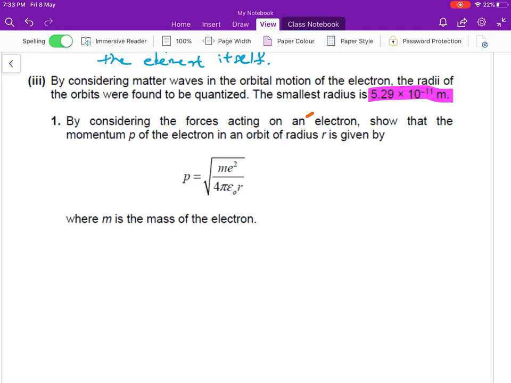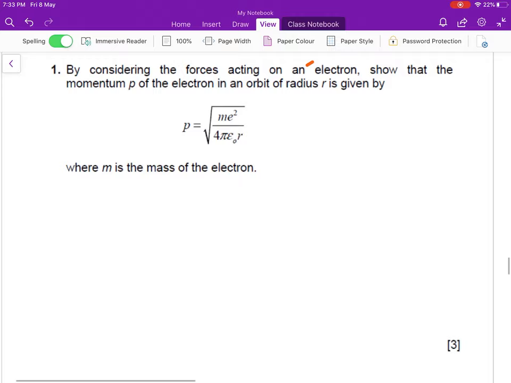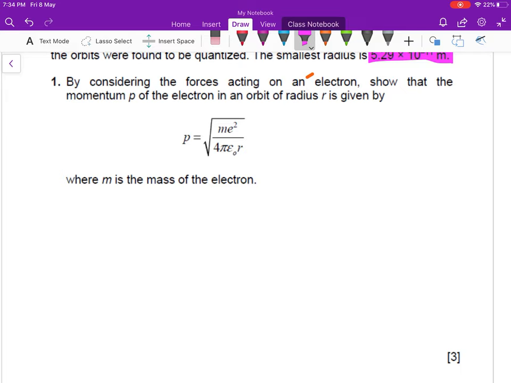So, part 3, by considering the matter wave in the orbital motion of the electron, the radii of the orbits were found to be quantized. The smallest radius is 5.29. By considering the forces acting on the electron, show that the momentum of the electron in the orbit of radius r is given by this expression. Okay, 3 marks, so what can we use for this?